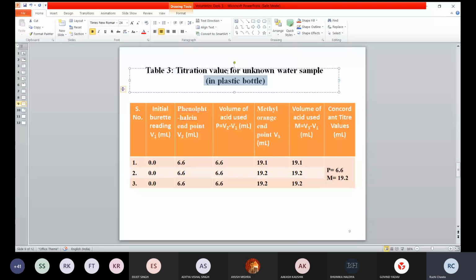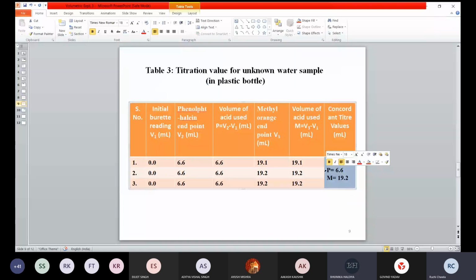Now tell me, on the basis of these final values, what is going to be the type of alkalinity that will be present? Carbonate and bicarbonate. It is carbonate and bicarbonate. P is less than half M.